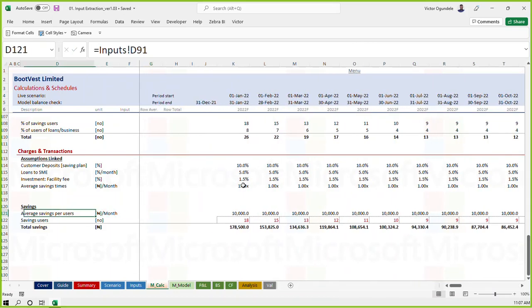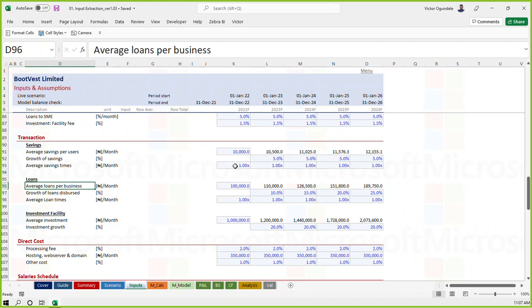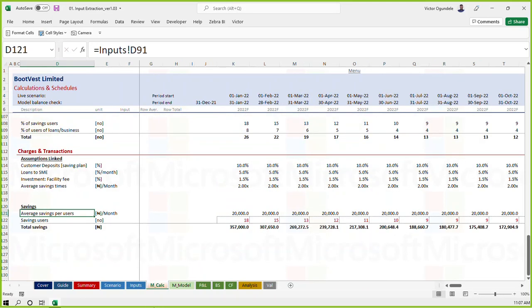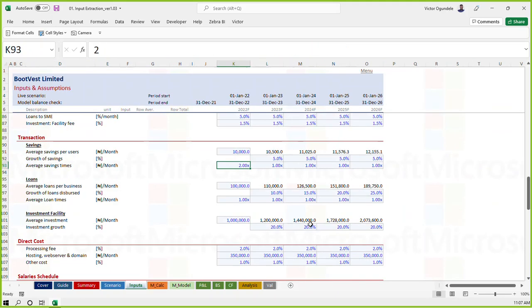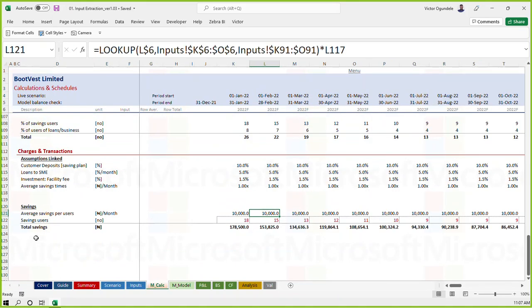So even if they decide that, okay, maybe the average person should be able to save around 20,000 in a month, all they need to do is just change this into 2, and you see that will show in your model, and that's what we call flexibility in our model view. So for now, let's put it back to 1. So we're done with that.